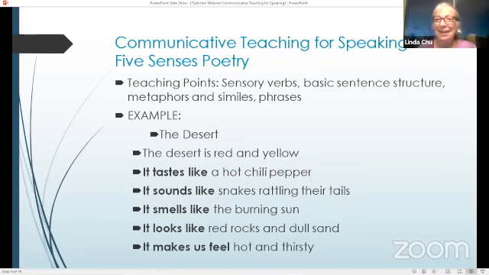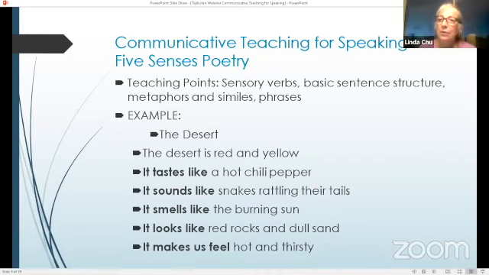Because I live in Tucson, Arizona, and it is a desert, I'm going to give you an example using the desert. The desert is red and yellow. It tastes like a hot chili pepper. It sounds like snakes rattling their tails. It smells like the burning sun. It looks like red rocks and dull sand. It makes us feel hot and thirsty.